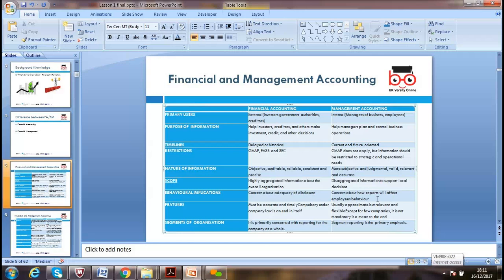Okay, the information is objective and auditable. So with financial accounting, a big company always needs to have its accounts audited. But management accountants don't need an audit. They just want to make sure things are running smoothly. By law, it is not compulsory.